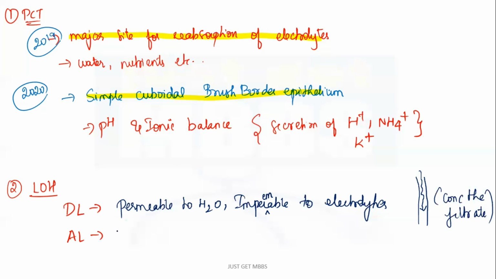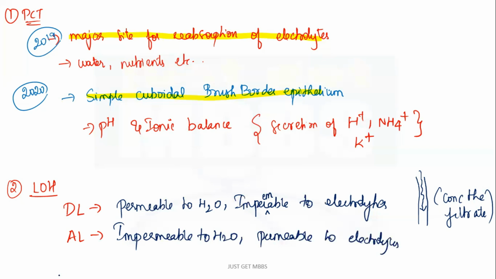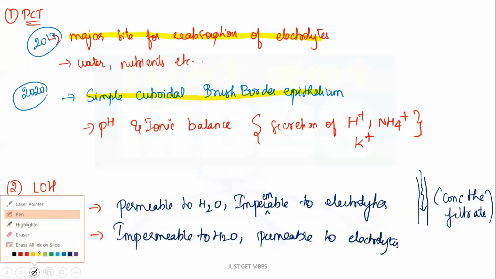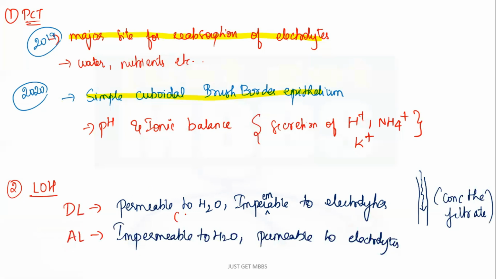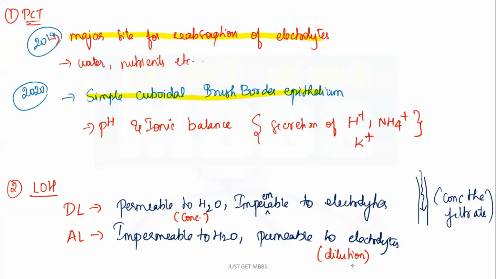Whereas ascending limb is the other way around. It is impermeable to water, but it is permeable to electrolytes. So it is going to dilute the filtrate. So your descending limb is concerned with concentration of the filtrate, and your ascending limb is concerned with dilution of your filtrate. So these are some points that you must know with respect to loop of Henle.